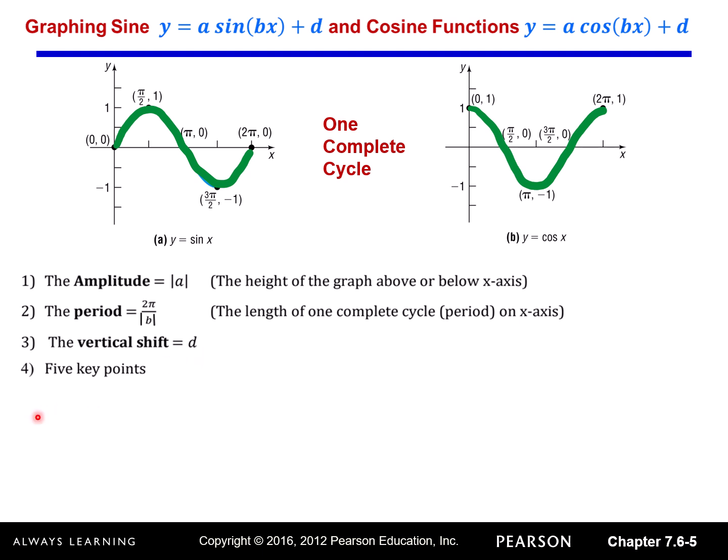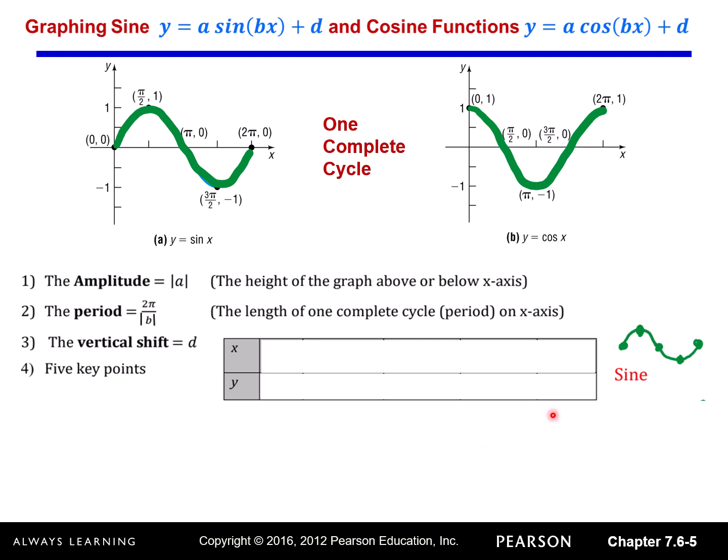And then for the key points, to identify the key points of a sine function, you will follow the curve of a sine function, and the x values of the key points are determined by this formula. So you will start from 0 to the period, and then you will divide it into 4 intervals to get 1/4 of the period, 2/4 or 1/2 of the period, then 3/4 of the period, and then the period. So you will have the 5 x values of the key points.